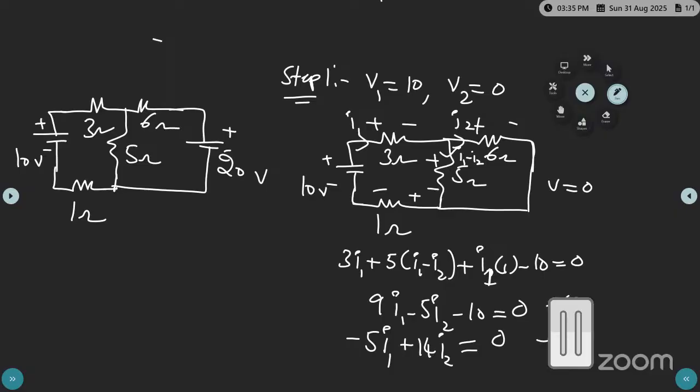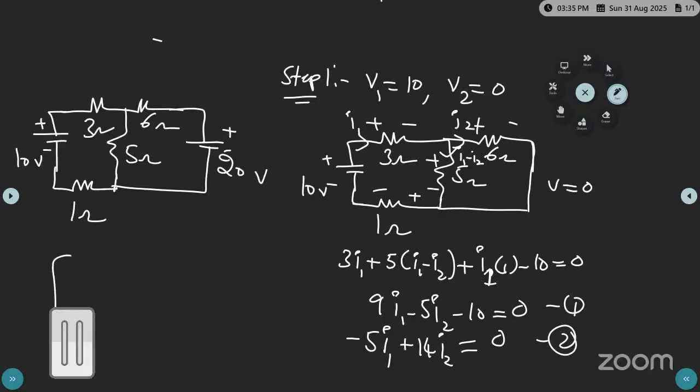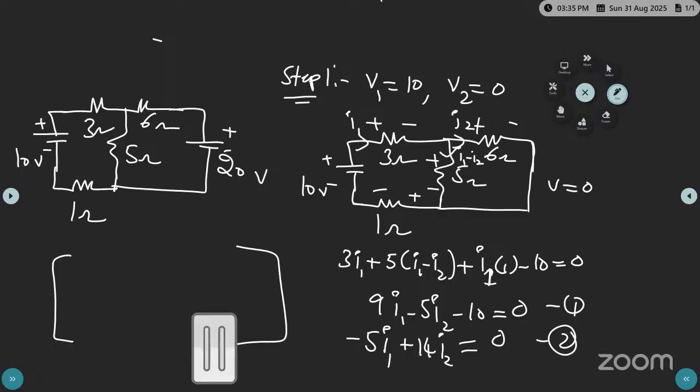Press Equation. Then it asks how many unknowns there are. Press 2, since I have to find 2 unknowns. After that, enter. After entering 2, it opens like this.